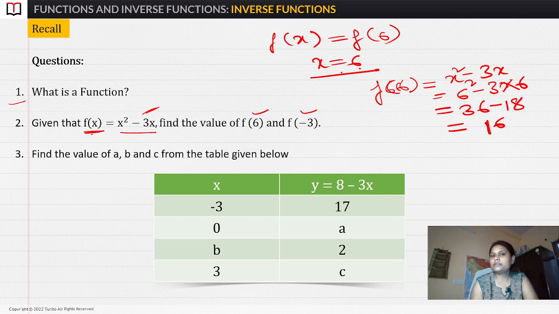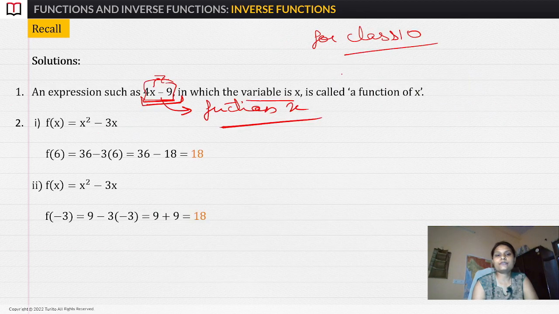Now f of minus 3, similarly we can find it out. Just put x as minus 3 in this expression, not equation, it's an expression. Minus 3 squared minus 3 times minus 3, which is, here you can see minus 3 squared is equal to what? 9. So that's why we have written 9 over here, which is 9 plus 9, and then the answer is 18 again.